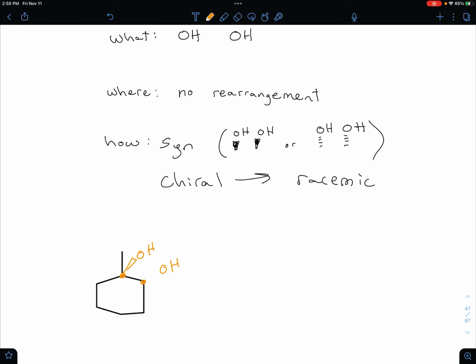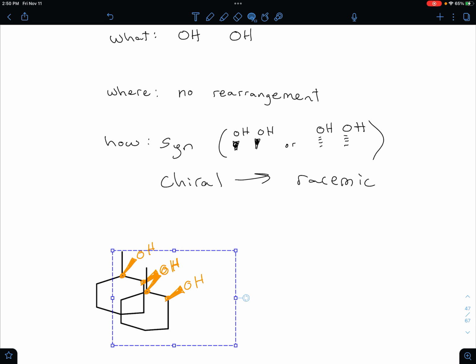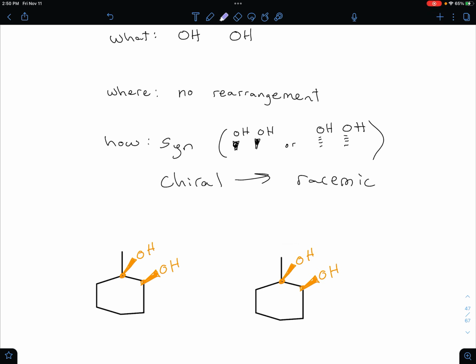So as we add these as syn, they're either both going to be coming out at us or both going away from us. And because we do have a chiral center, we have to draw both enantiomers. This is the chiral center right here, and then this is actually another chiral center, so we have 2 of them. So we're going to draw both enantiomers, one where they're both coming out at us, and one where they're both going away from us.